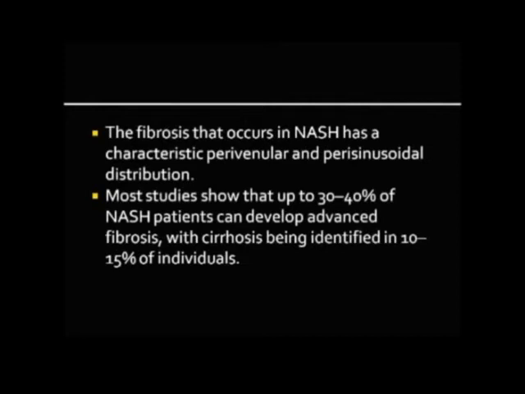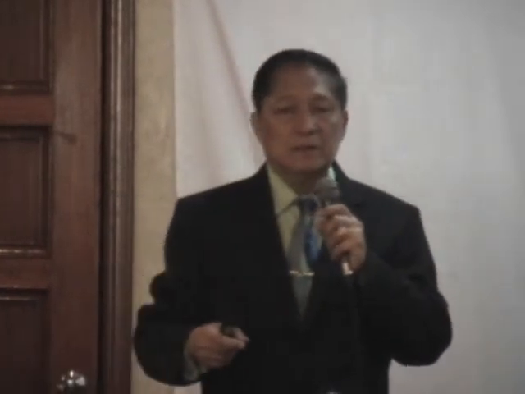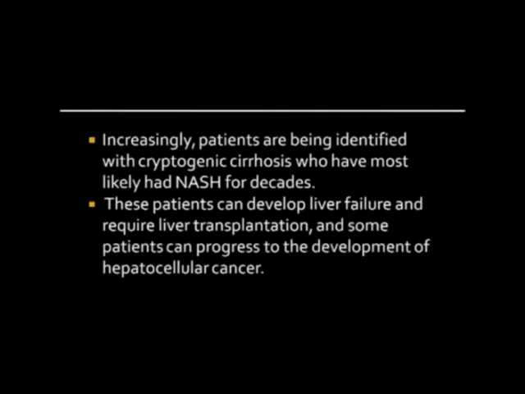Most studies show that NASH patients can develop advanced fibrosis, with cirrhosis being identified in 10 to 15% of individuals. So if you have steatohepatitis, you can develop cirrhosis without even knowing it. Increasingly, patients are being identified with cryptogenic cirrhosis. Crypto means unknown, like a ghost, not known. These are patients who have most likely had NASH for decades. These patients can develop liver failure and require liver transplantation.